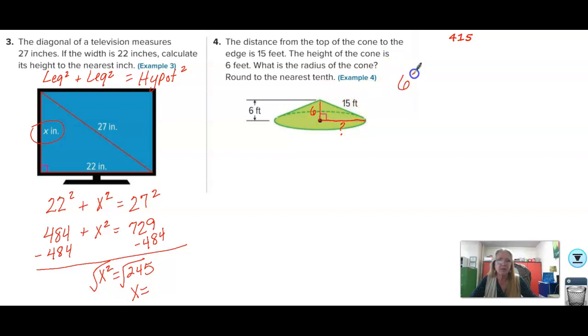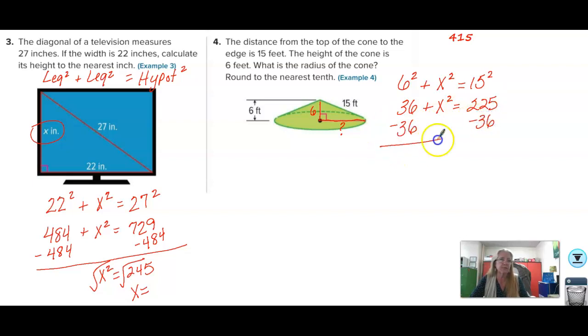Same kind of thing. We're going to have 6 squared plus, we don't know, squared. We can make it x, you can make it b. It doesn't matter what letter you make it. Equals 15 squared. 6 squared is 36. And 15 squared is 225. Okay. And then remember that extra step. You have to subtract 36 from both sides. And that gives us x squared is equal to 189.